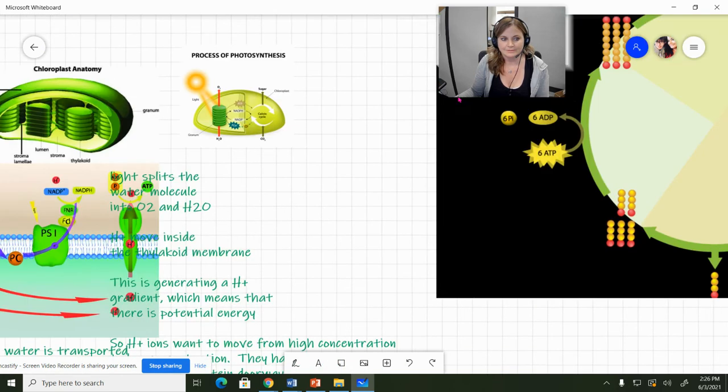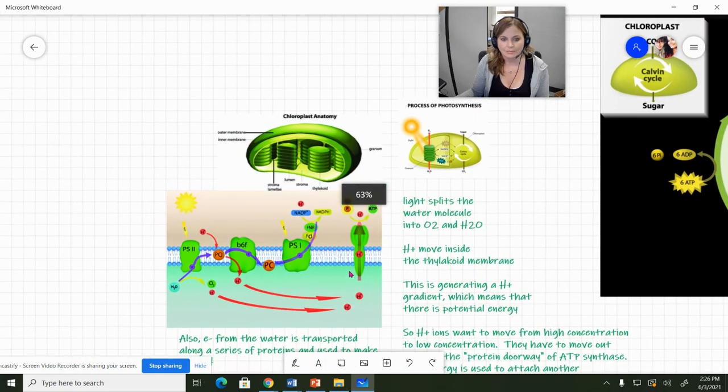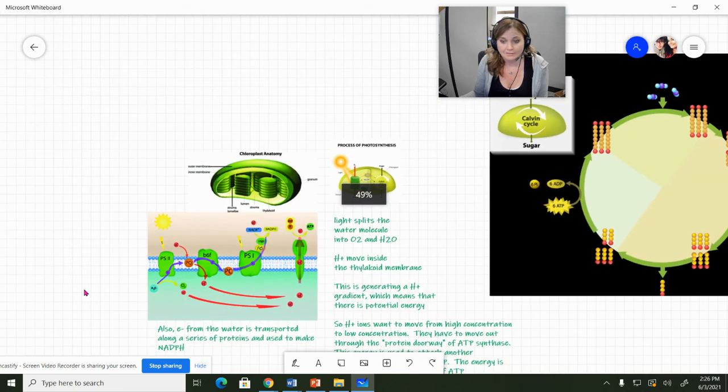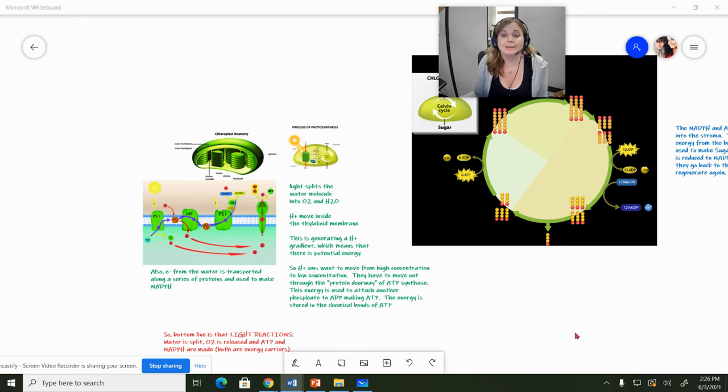Sorry, my things keep moving. We start back over here and we use them. They come back and they're like, okay, give us more. And then, more water gets broken, more hydrogens move through ATP synthase. ATP is then regenerated from ADP that just came back from the Calvin cycle. And NADPH is generated from NADP plus that also just came back from the Calvin cycle. So that is it. Those are our light reactions and our light independent reactions.